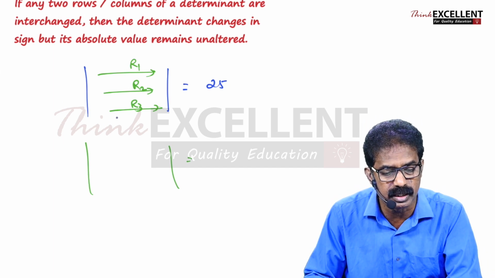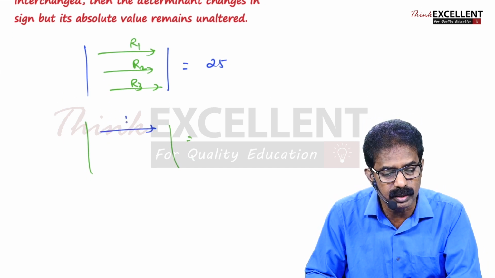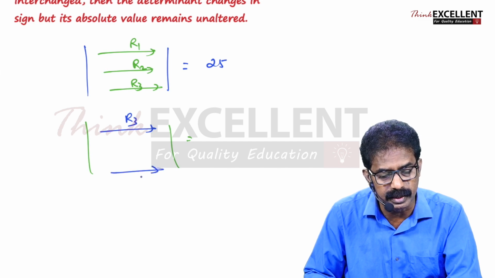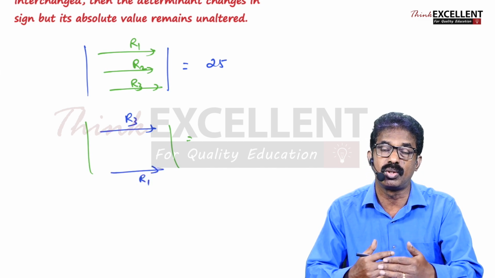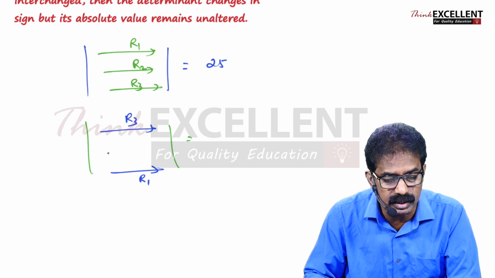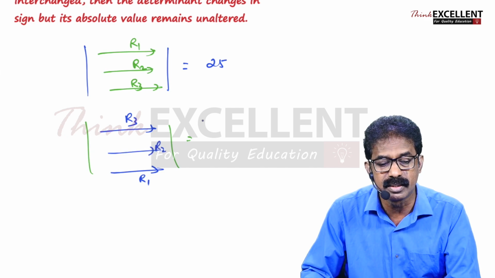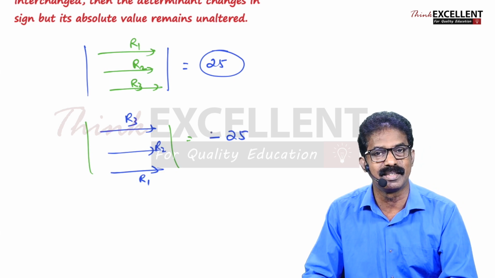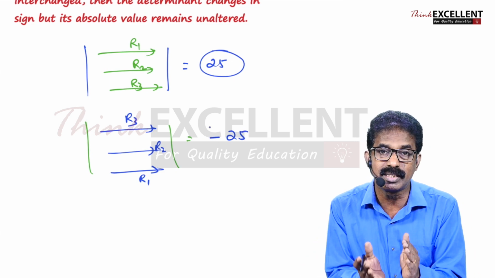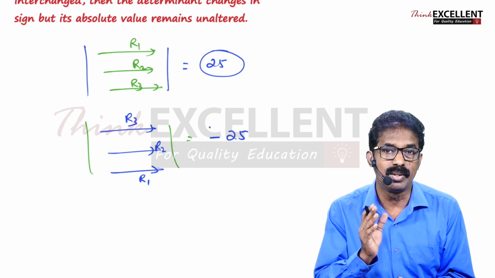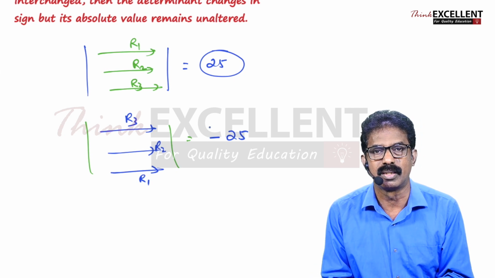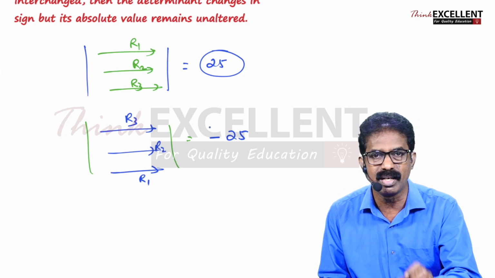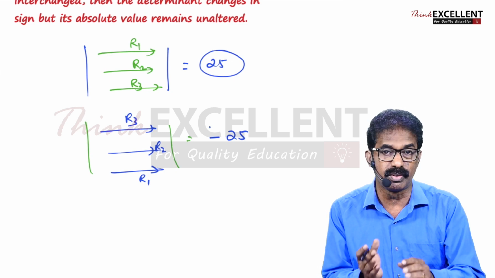For example, I am interchanging first row and third row. Third row I am writing here, first row I am writing here. We are interchanging first row and third row. No change in the second row. In that case, the absolute value, the 25, remains same, but changes in sign. So that is this property. If we interchange 2 rows, value changes in sign alone. Suppose the first one's answer is 25, now the answer will be -25 if we interchange 2 rows.